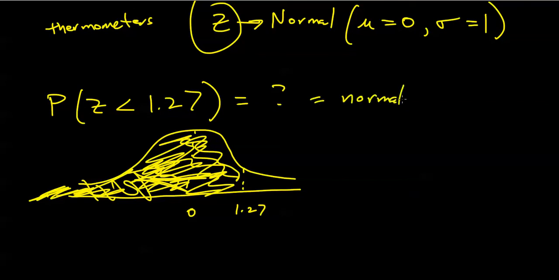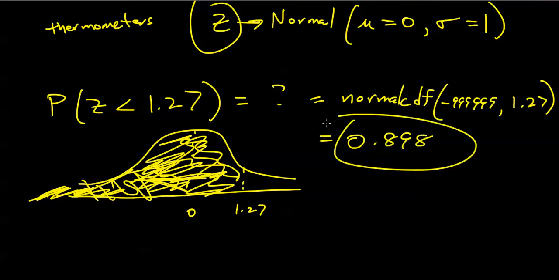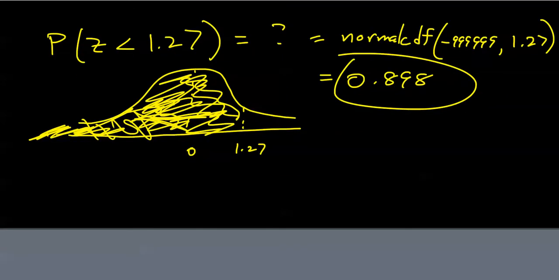So I'll plug in my normal CDF command. Again, my lower bound here technically is negative infinity, but I'll put a minus 9999999 to approximate negative infinity, and then 1.27 will be my right bound. And if I punch that out, I get 0.898. Alright, so hopefully everybody gets the picture regarding these thermometers. There's a couple more examples referring to all these thermometer readings, so keep those fresh in your mind as we go on. Let me get another screen.